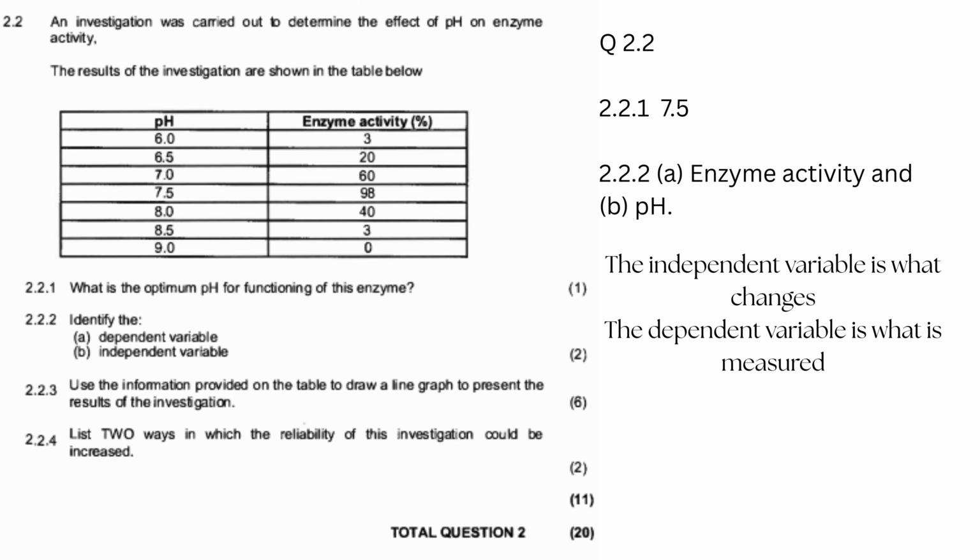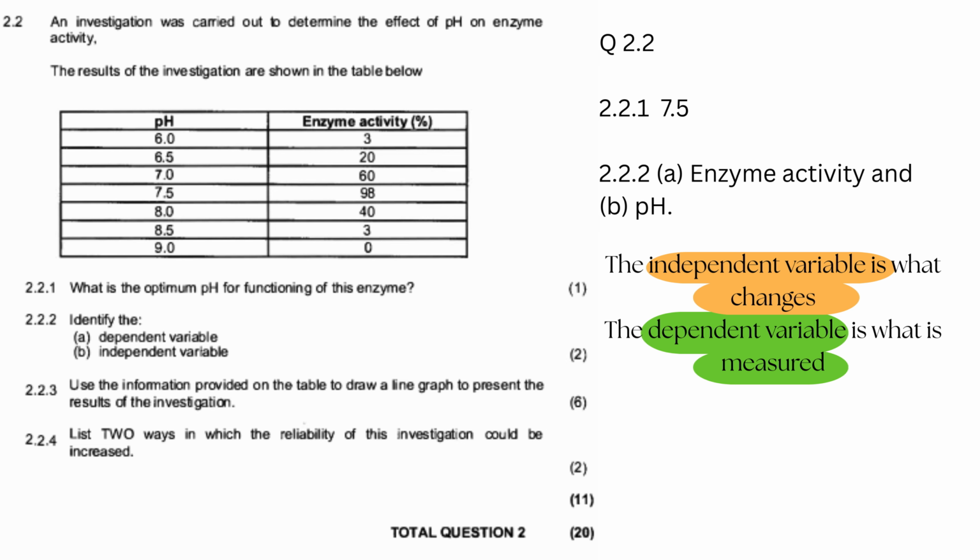So the independent variable is what changes in the investigation. And in this particular investigation, what changed was the pH. The dependent variable is what we are measuring as a result. Here, we are measuring how the enzyme activity reacts to those pH changes. So, the dependent variable is what is being measured, and in this case what is being measured is the enzyme activity percentages.